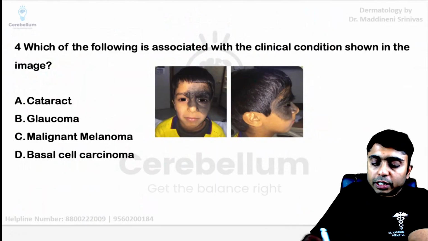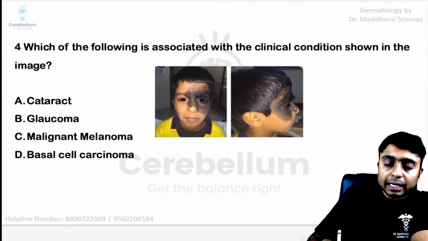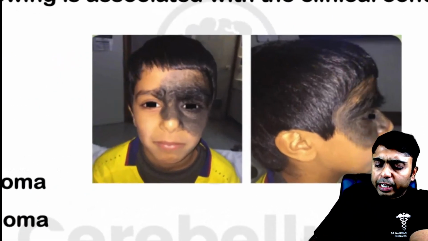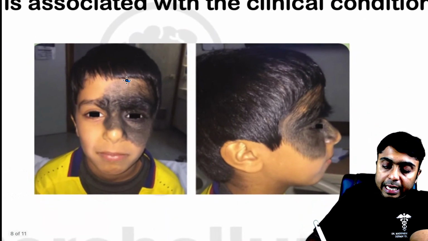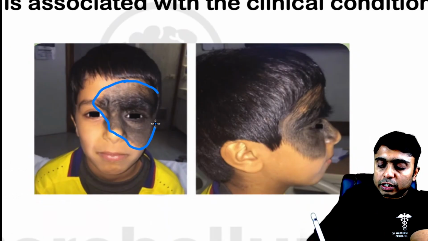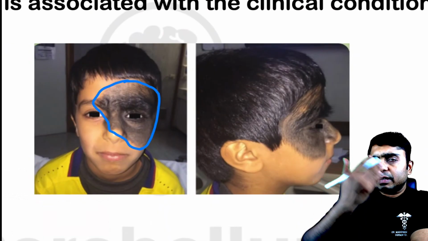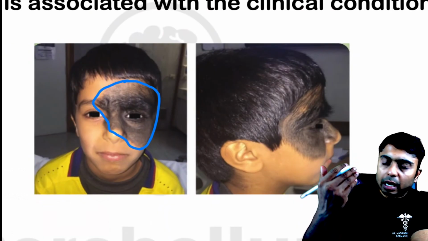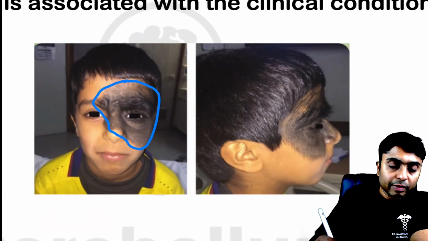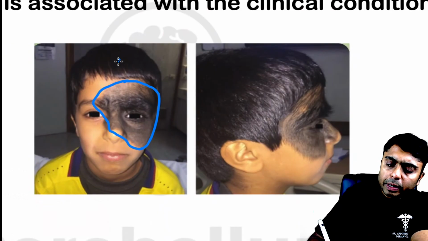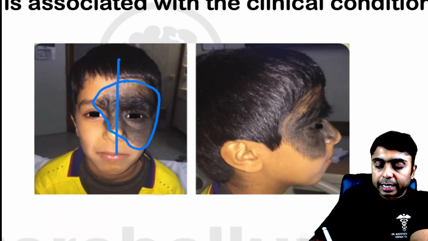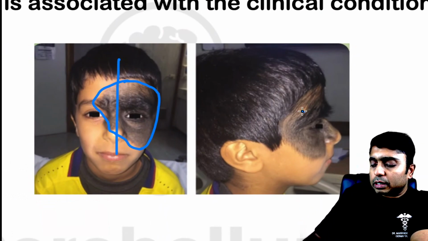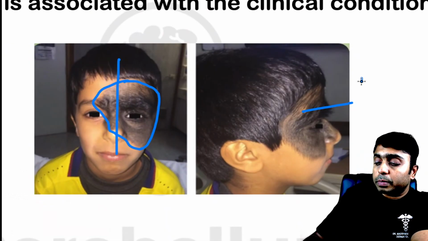So this is the next question. Which of the following is associated with the clinical condition shown in the image? In the image, if you observe very carefully, you will notice a child who has hyperpigmentation, not only affecting one side but also present on the other side, the right side. The left side mainly has the lesion, but there is no midline demarcation, and the lesion is also encroaching onto the right side. You are able to see on this image that there is also presence of hairs.